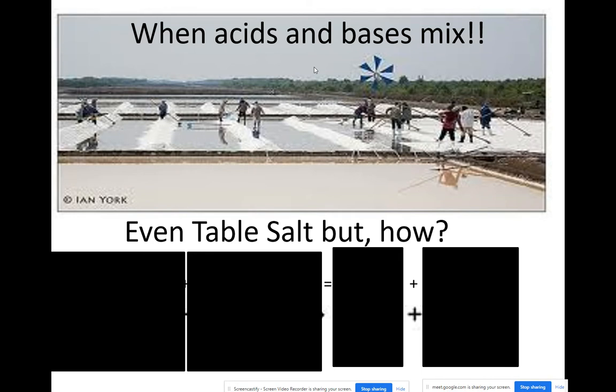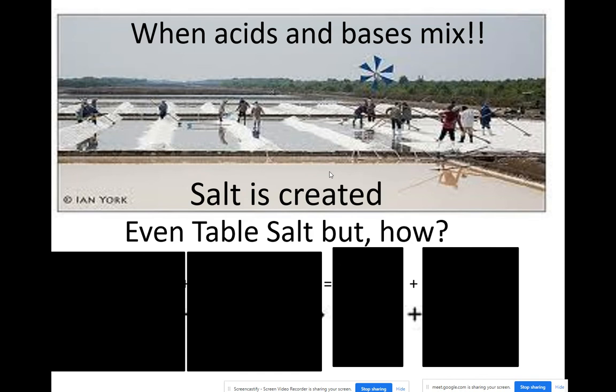Salt. Oh, Lucas is on top of it. He watched a video about this yesterday. Good job, Lucas. All right, when acids and bases mix, you get salt. Salt is created, and there's also water created. So you know when you put together the volcanoes that explode and do those other things? That's baking soda and vinegar, right?